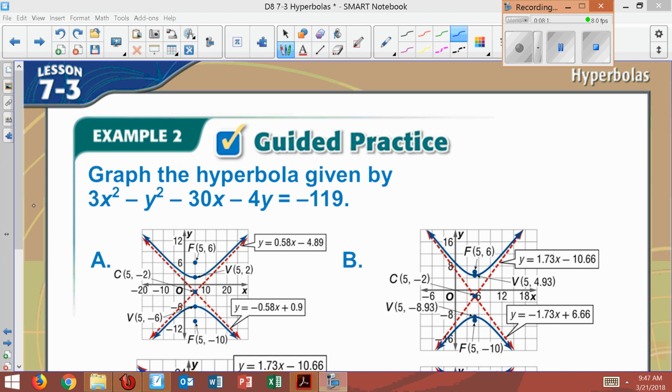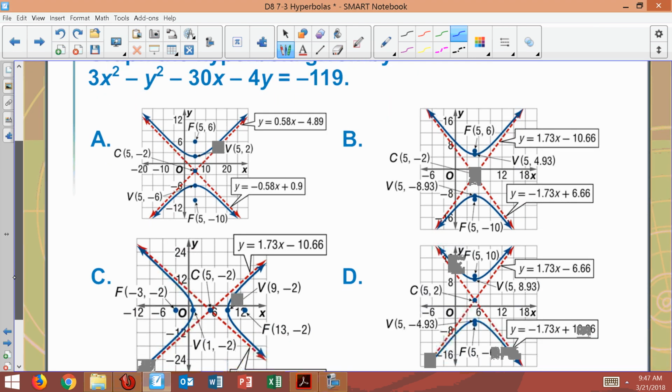Now here's one for you to try. See which graph you can come up with from here.